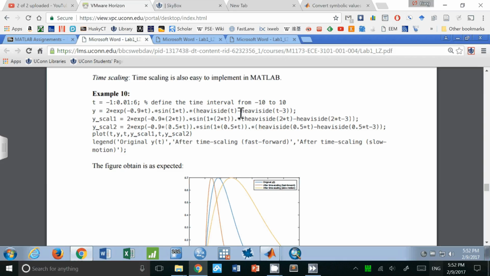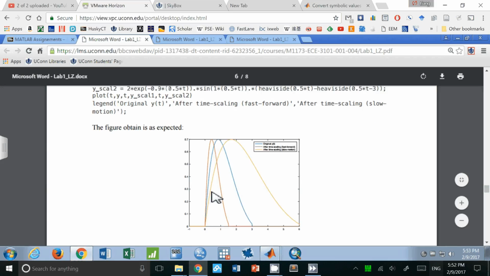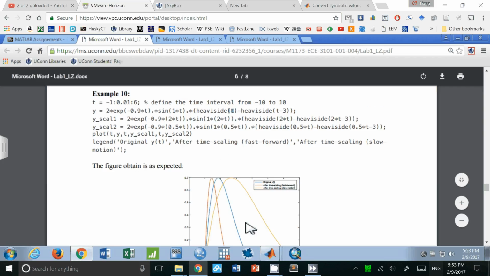Now again, if you look at how this is done, this is the original signal. This is a decaying sinusoidal signal with a switch or a window function turned on at time 0, turned off at time 3. So this blue curve again is the original one. If you want to play fast forward, replace t with 2t, replace t with 2t, replace t with 2t.